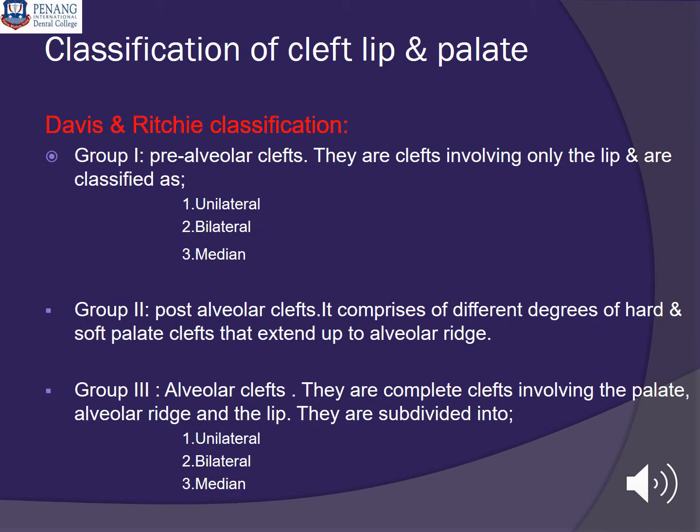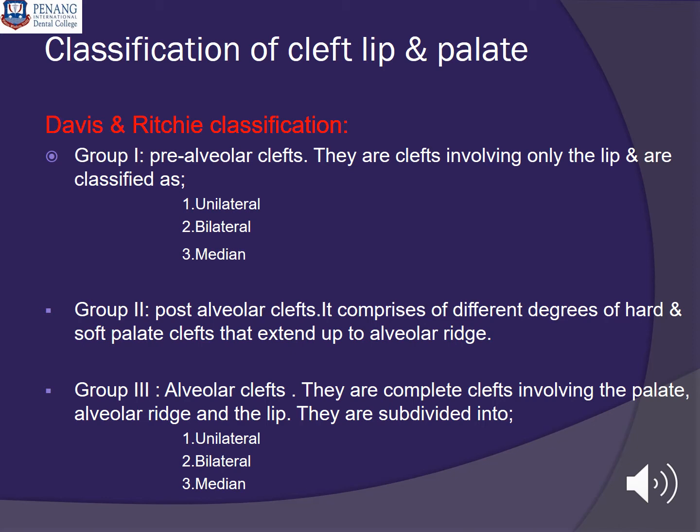Now we will move to classification of cleft lip and palate. There is a number of classifications available. The ones that I will explain are some of the widely used classifications of cleft lip and palate. The first one is the Davis and Ritchie classification, which was invented in 1922.